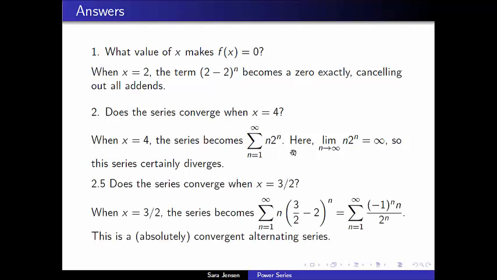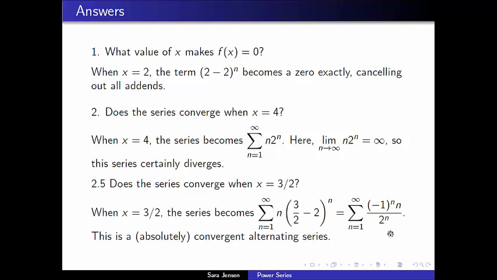Okay, so let's try something like 3/2. If I plug 3/2 in for x, you can see what the series becomes right here. 3/2 minus 4/2 turns into a negative 1/2 raised to the nth power. If I separate out the negative 1 raised to the nth power and the 2 to the nth power, putting that in a denominator, now we're really talking. This is a series that looks like it might possibly converge.